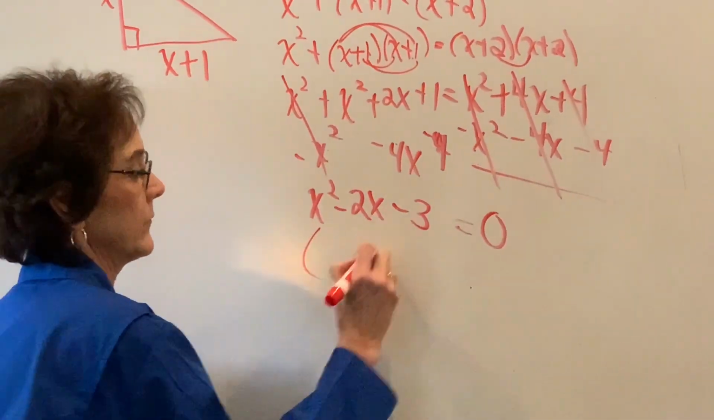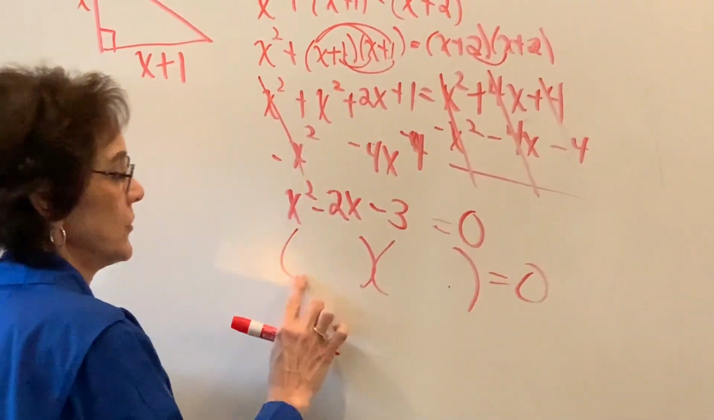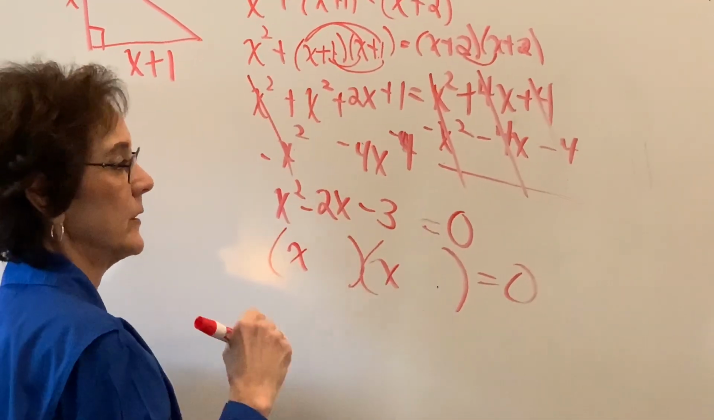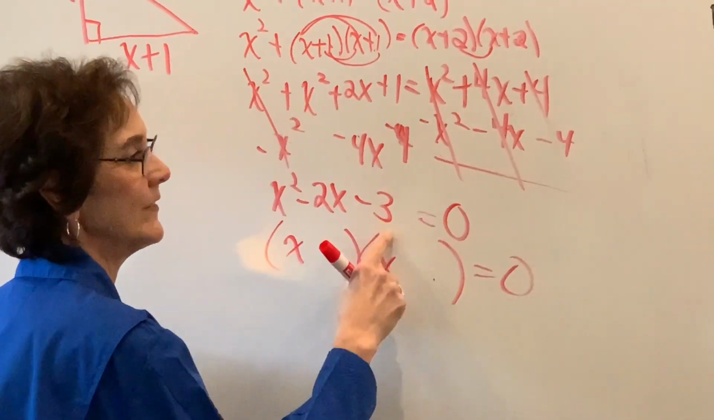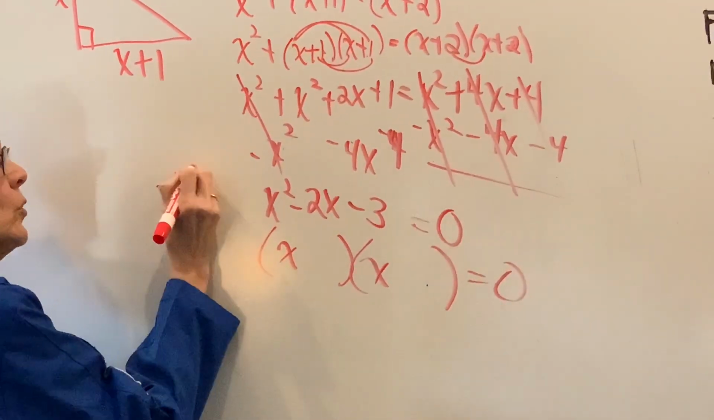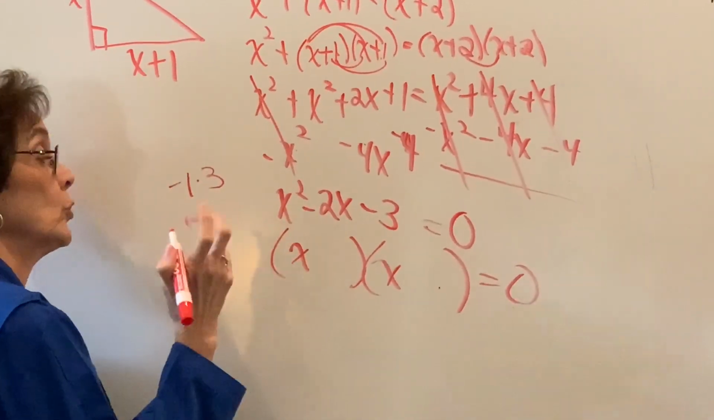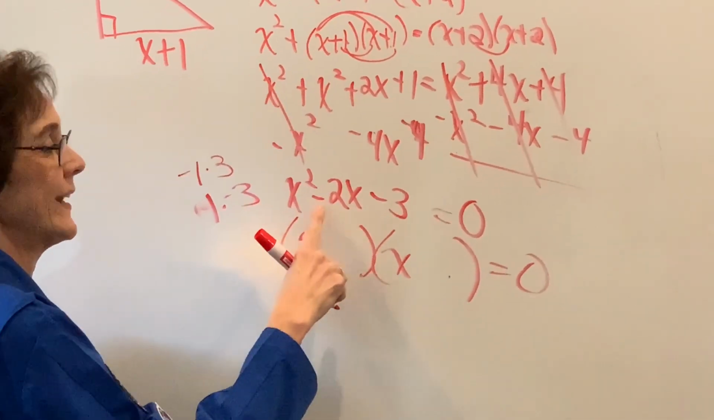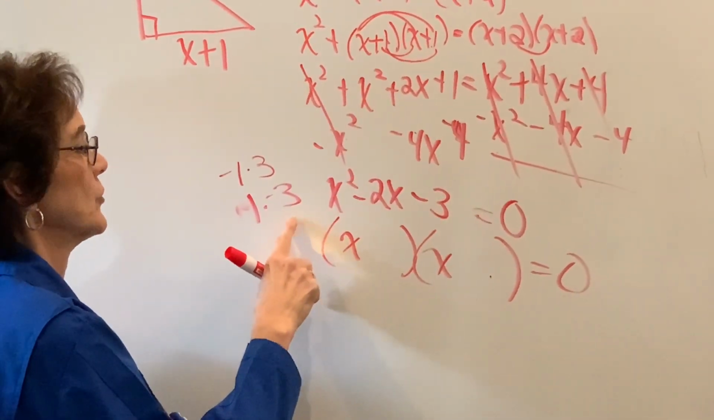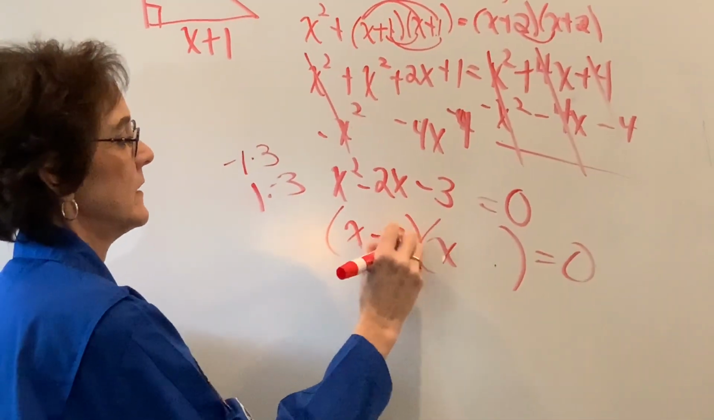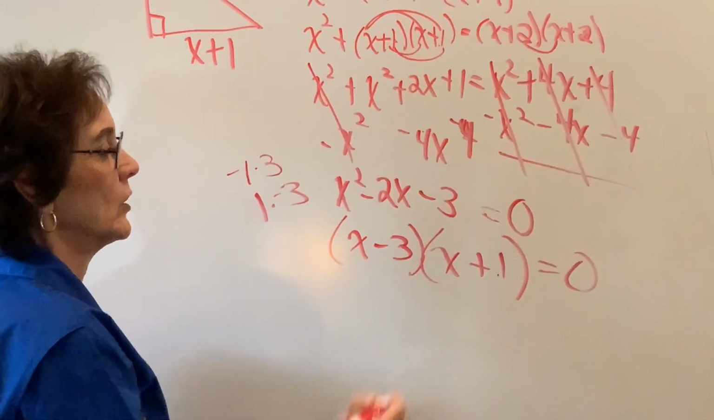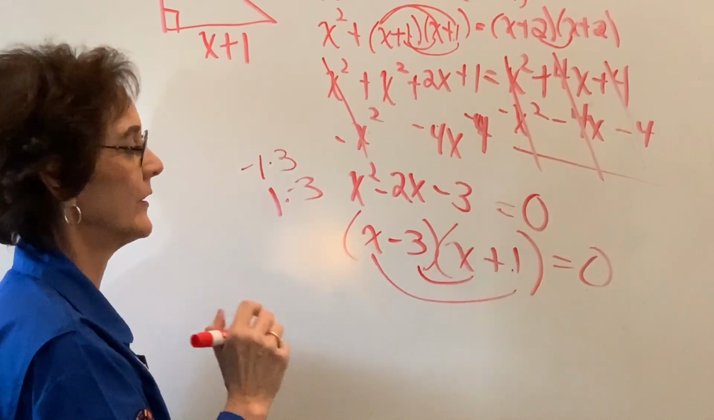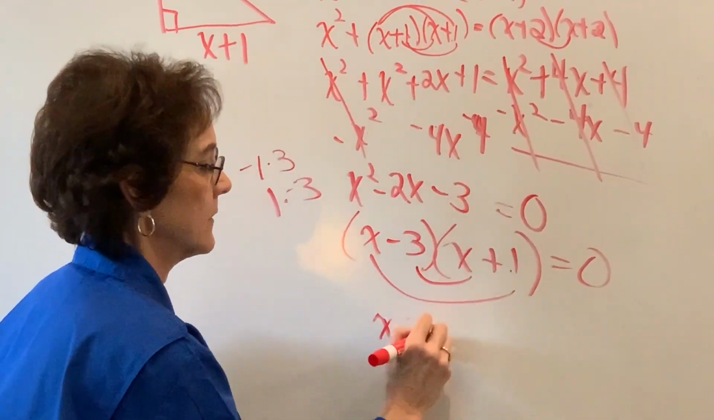Here we go. What first term times what first term is the first term? X times x is x squared. What last term times what last term is negative 3? Well, that's pretty easy, guys. You only have one choice. A 1 and, well, two choices. A negative 1 and a positive 3, or a positive 1 and a negative 3. Well, since I want a negative in the middle, I'm going to make the larger one negative. So negative 3, positive 1. And look, it works. Negative 3x, positive 1x, negative 2x. It works. So then set each one to 0.